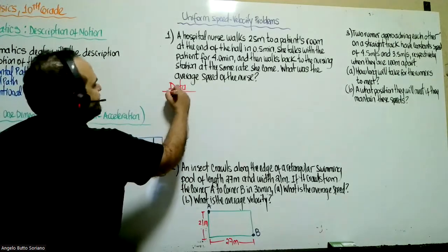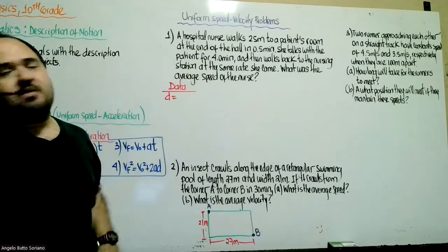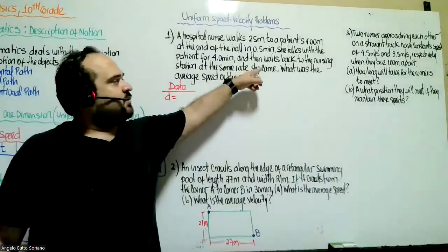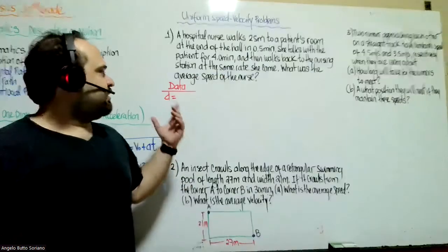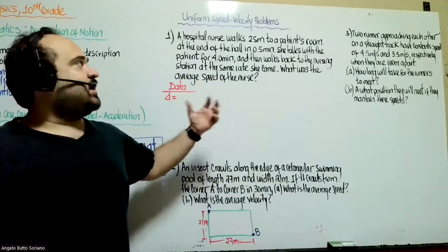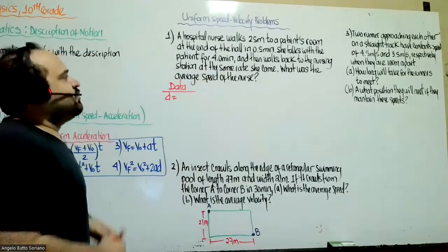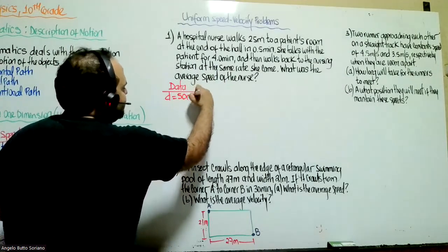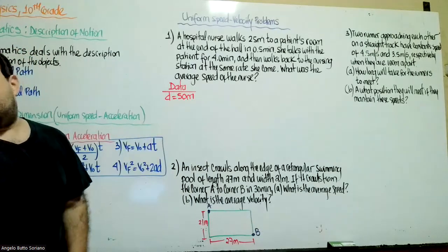The total distance in this case, remember, the first track, the nurse moves 25 meters. And the problem mentioned she goes back to the nursing station at the same rate she came. What does that mean? She moves 25 meters at the beginning and returns 25 meters. So for that reason, the total distance the nurse moves will be 50 meters. Okay, that will be the first value for distance.